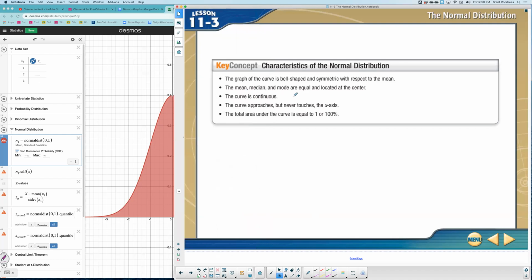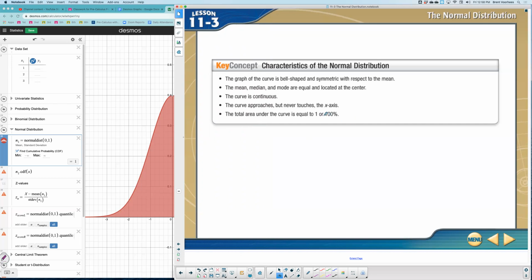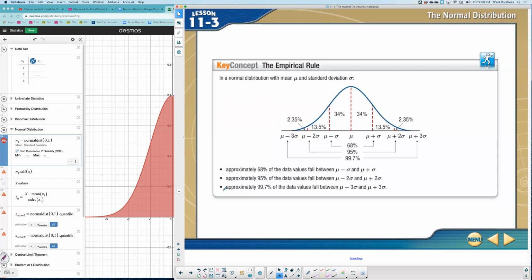The mean, median, and mode are equal and located at the center. This curve is continuous. The curve approaches but never touches the x-axis, so it never actually gets there. It just gets closer and closer. And the total area under the curve is 1, like I was saying.